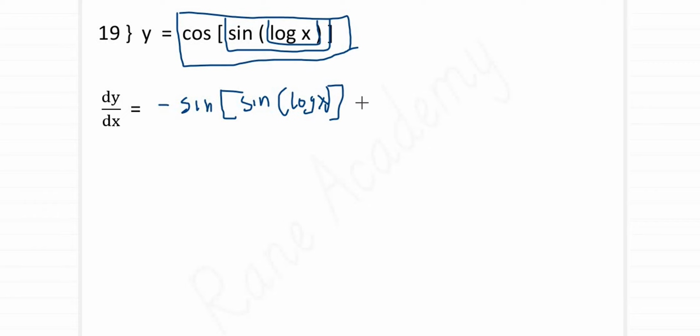So the derivative of sine of log x is cos of log x. Now, what is the innermost function? The innermost function is log x. So we differentiate log x also. The derivative of log x is 1 upon x, and hence we get the answer. So the outer function first, then we have the inner function, and then we have one more function.